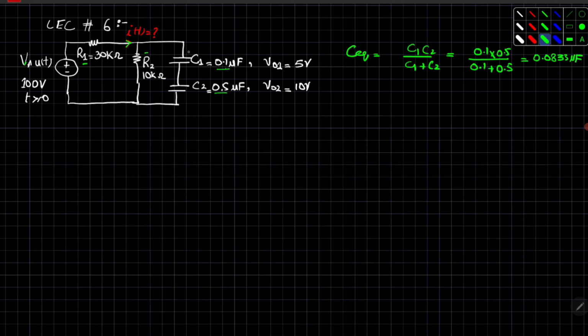Similarly, the voltage across both capacitors will be the sum of the two voltages. So V across both capacitors will be 15 volts. I will write this as V0.